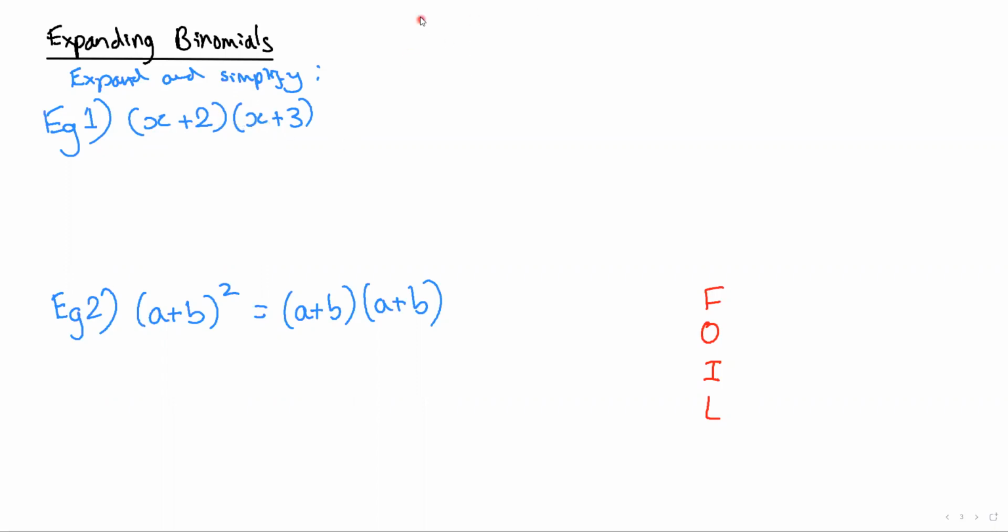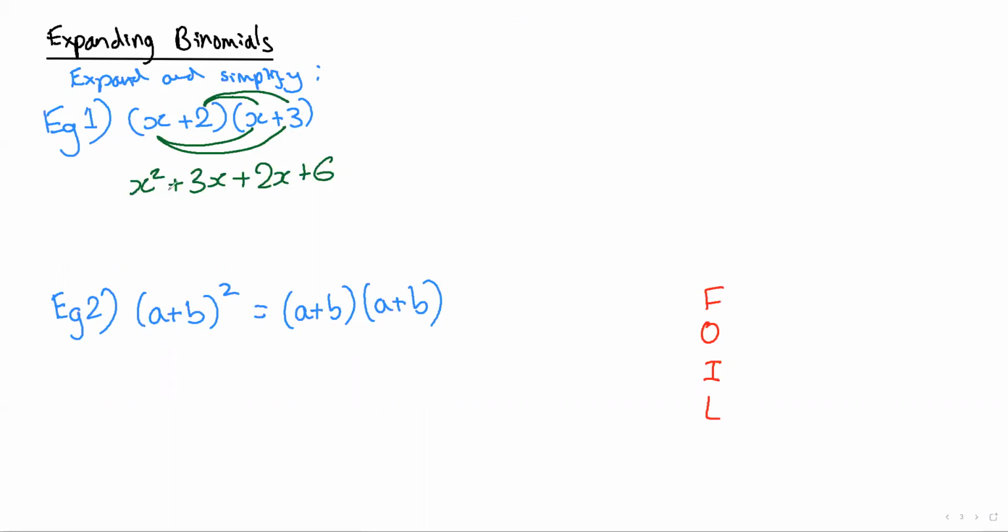So I'll show that. So first, what we want to do is we want to multiply each of the terms with the front term, so x in this case. So we'll get x times x is x squared, x times 3 is 3x. And then we want to do it with the second term, like that. So we get 2 times x, which is 2x, and then 2 times 3, which is 6. So you can see that we've just multiplied this first term by each term in the second bracket, and then the second term by each term in the second bracket.